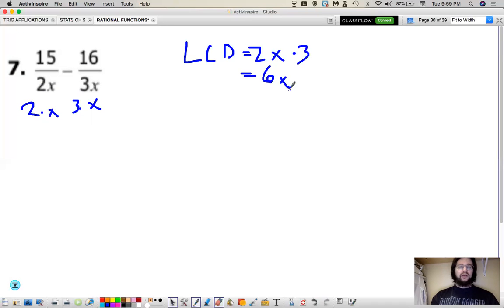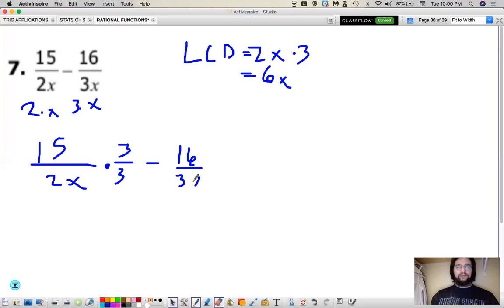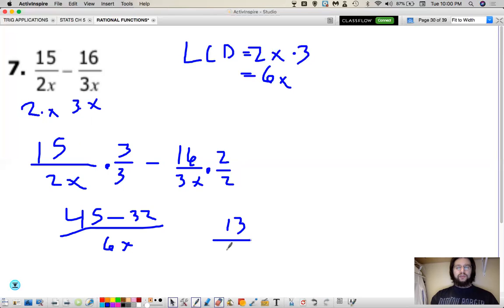Okay. So on the previous one, our common denominator was 6x squared. Not that big of a difference on this one. I'm going to make this have a denominator of 6x. But what am I missing from this one? I'm missing a 3. Very similar. On this one, I'm missing a 2. Multiply. And you get your 13 over 6x.